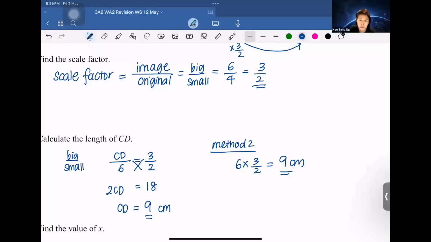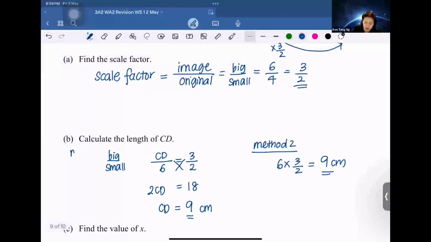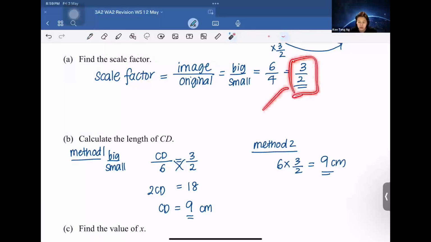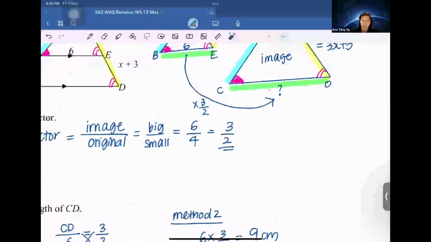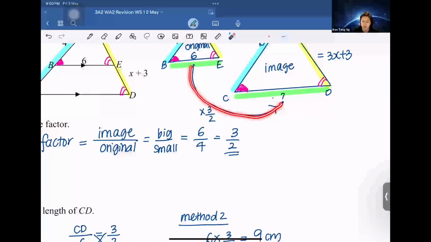Okay, have you gotten the concept? So for the first method, we can use the scale factor using a particular ratio, big over small, and then you match it with the ratio over here that you have found. Or you find a matching pair of ratio. Or method 2, if you already know the enlargement or reduction scale factor, and I'm going from the original to the image, I just need to multiply by the scale factor.